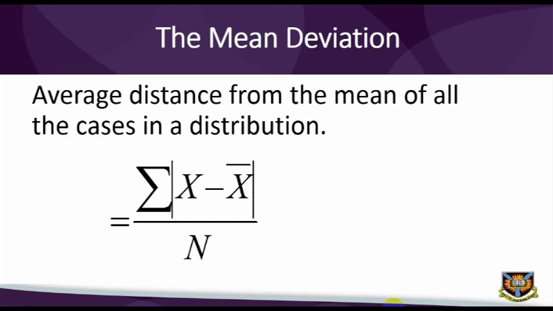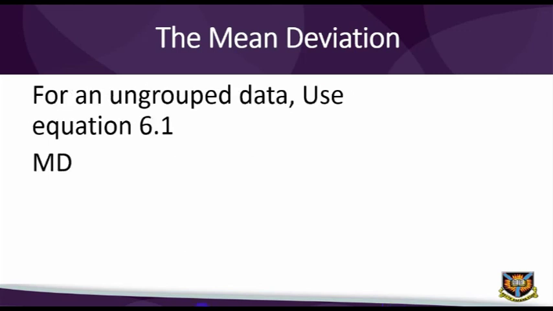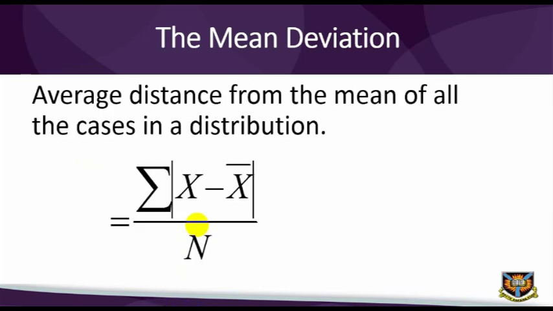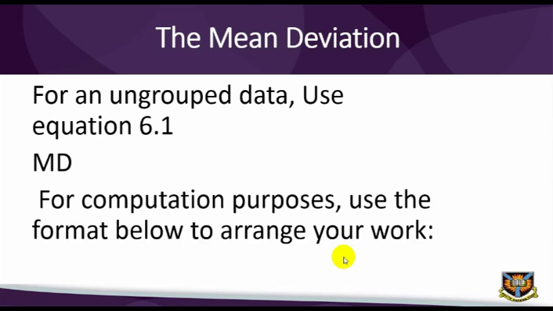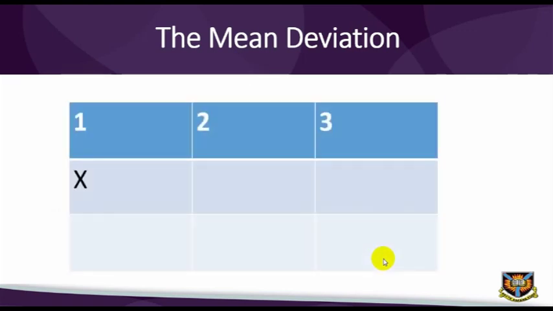Sigma implies summing up. For an ungrouped data, mean deviation MD is equal to sigma absolute value of x minus x bar over n. For computation purposes, use the format below to arrange your work. X, x bar, absolute value of x minus x bar.